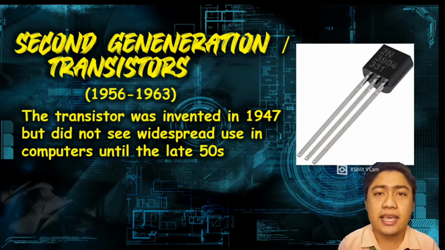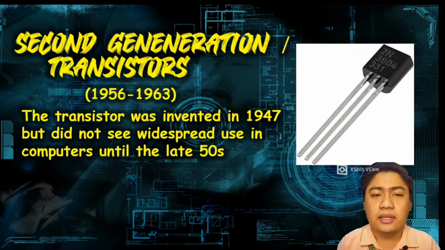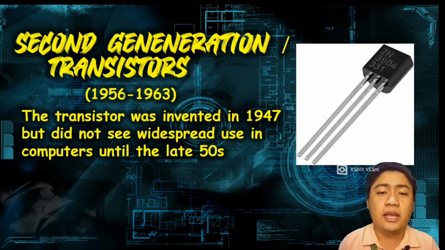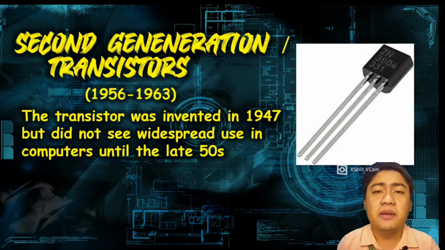Let's have now the second generation, the transistors, from 1956 to 1963. Transistors replaced vacuum tubes and marked the beginning of the second generation of computers. The transistor was invented in 1947 but did not see widespread use in computers until the late 50s. The transistor was superior to the vacuum tube, allowing computers to become smaller, faster, cheaper, more energy efficient, and more reliable than their first generation predecessors.